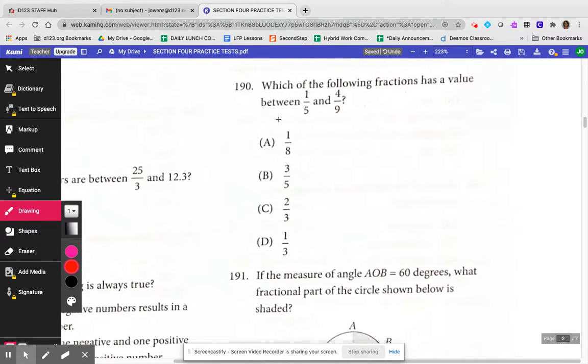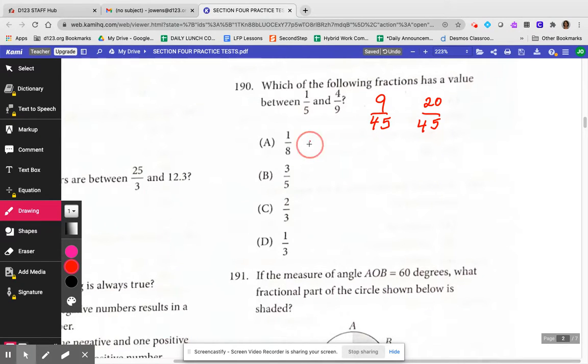For 190, which of the following fractions has a value between 1/5 and 4/9? It's hard to see the difference between those two unless I find a common denominator, which is 45. So 1/5 becomes 9/45. And I do this by finding the common denominator of 45, and then 5 going into 45 9 times. 9 times 1 is 9. 9 goes into 45 5 times, and 5 times 4 is 20. So I'm looking at a number that would fall between these two.